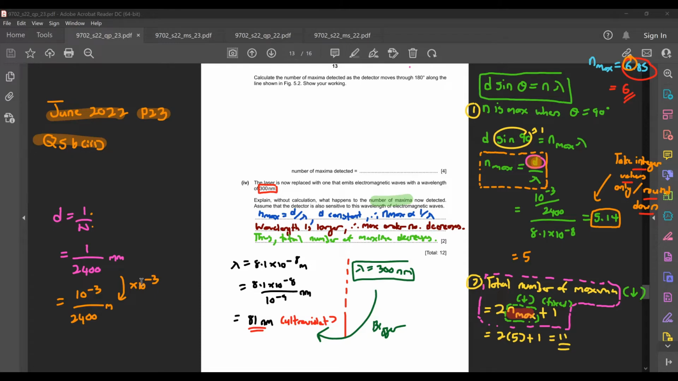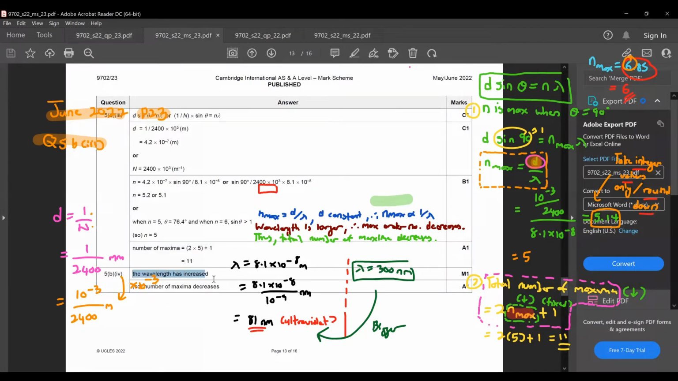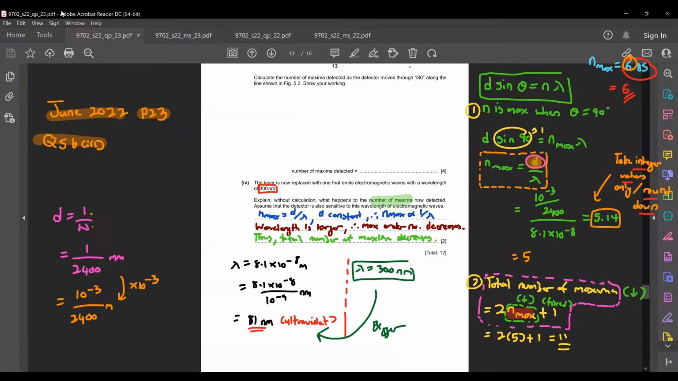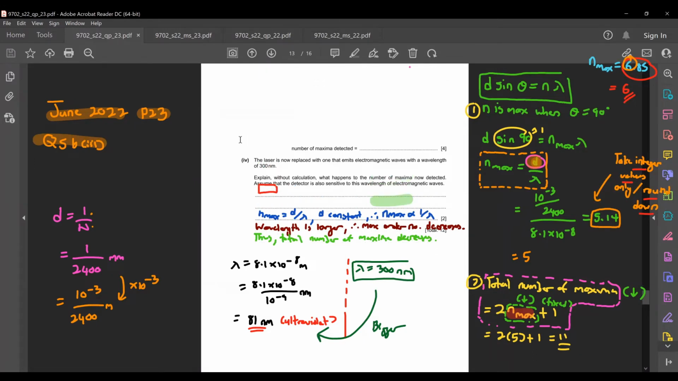All right. Now look at what the marking scheme wrote. I think they wrote it in a very simple manner. They just say wavelength increases, so number of maxima decreases, but they didn't really tell you why. How do they get that conclusion? The conclusion is all based on what I just wrote here. Okay, so if this is okay, then I move on to the next question. The next question ought to be a circuit question.